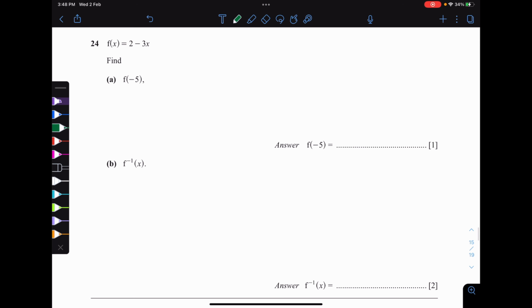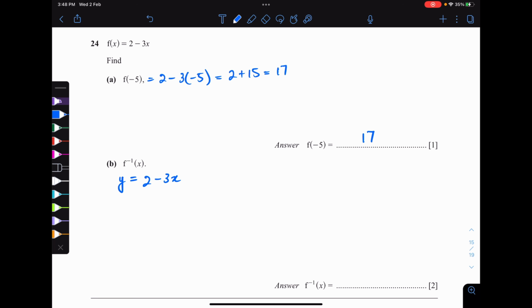For question number 24, again, it's a very straightforward question. The first part requires us to put a value in the function. So 2 minus 3 times negative 5. So it's going to be 2 plus 15. And this would result in an answer of 17. For f inverse of x, we are going to replace f of x with y in the first step. 2 minus 3x is equal to y.